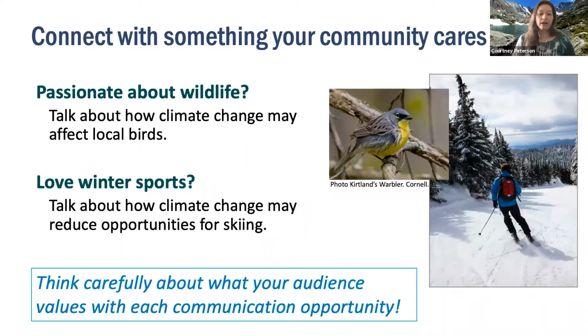And so appealing to the values really helps us recognize our audiences and create climate change as an issue that's really personal and meaningful to them. And so we want to connect with something that they really care about. So if they're passionate about wildlife, maybe we want to talk about how climate change is going to affect local bird populations. And there's resources through the Cornell Ornithology Lab and the Climate Change Bird Atlas that we can tap into. Or maybe our audience really loves winter sports. And so being able to talk about how climate change may reduce opportunities for skiing or snowmobiling or snowshoeing will be really valuable and really help make climate change an issue that's meaningful to them.